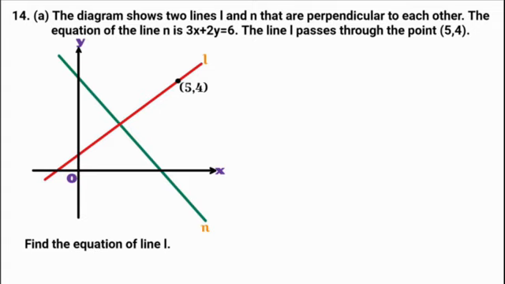Then the question is here. This is the question, which is find the equation of line L. So we are asked to find the equation for line L. We are just given the equation for the line N, which is 3x plus 2y is equal to 6. Line N is the one in green, and we are supposed to find the equation for line L, which is the red line.